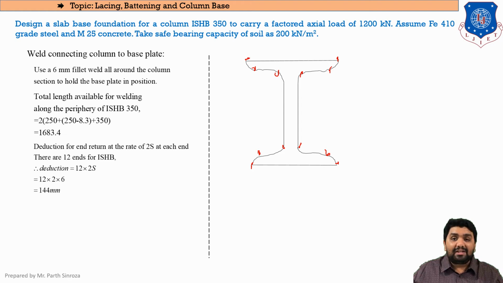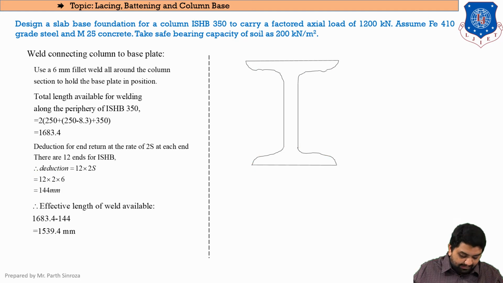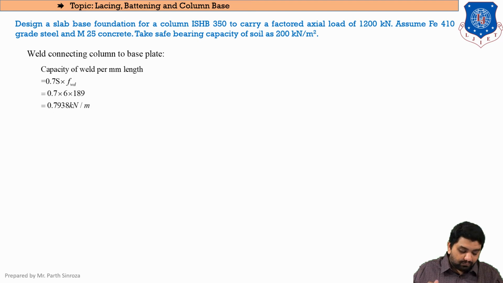Clear? So for every I section there are always 12 end returns to be provided, and the value of end return is always taken as 2s, as we dealt with in the chapter on welded connections. So 12 end returns will be equal to 144. Now we will be deducting this length from the overall periphery that we just obtained, so the effective length of weld will be 1539.4. Do not forget to deduct the end returns, because you won't get the final answer if you forget. So clear? This is the effective length of weld, and now we will be finalizing the capacity of weld.